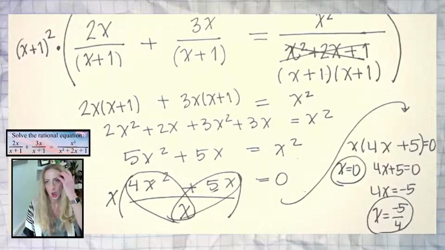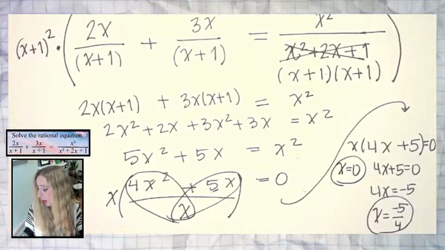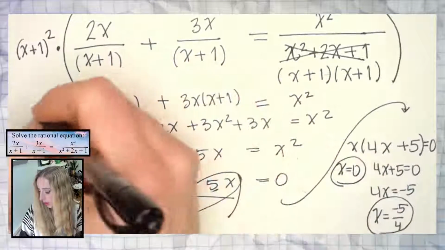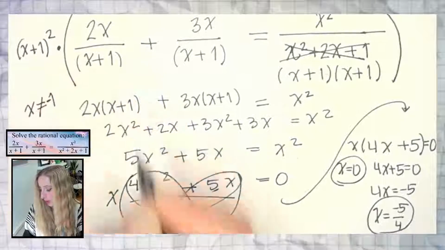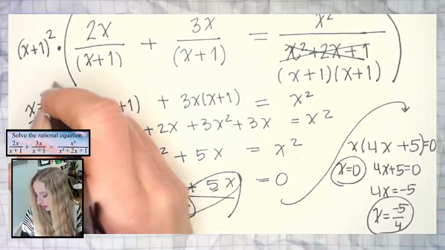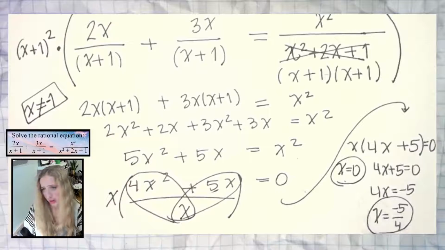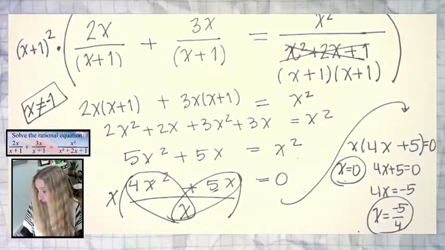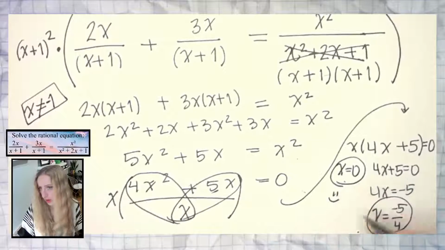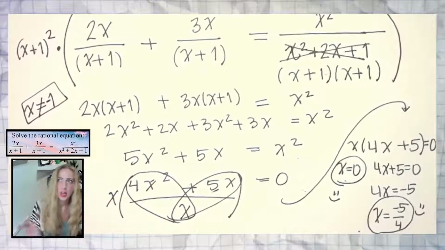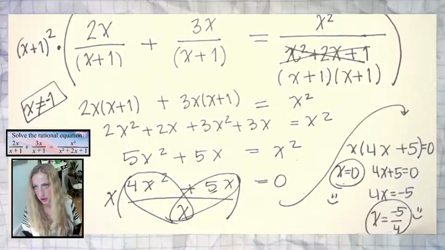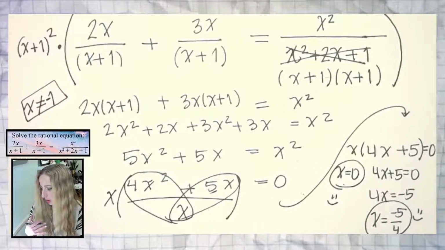Now, if I go back to the original problem, what are my restrictions? Well, x can't equal 1. I'm sorry, not 1, negative 1. X can't equal negative 1 is my restriction. And are either of these answers negative 1? No. So we're good to go. This answer is fine, and this answer is fine. Nothing to worry about.